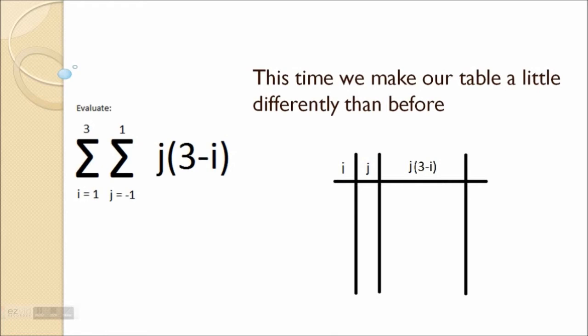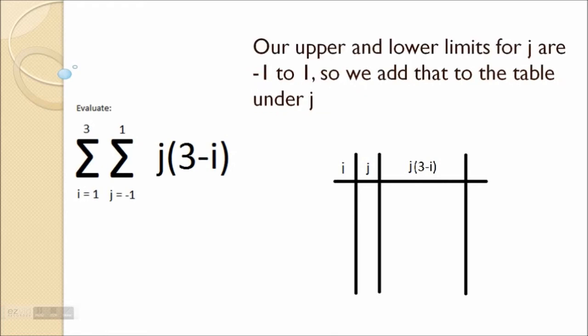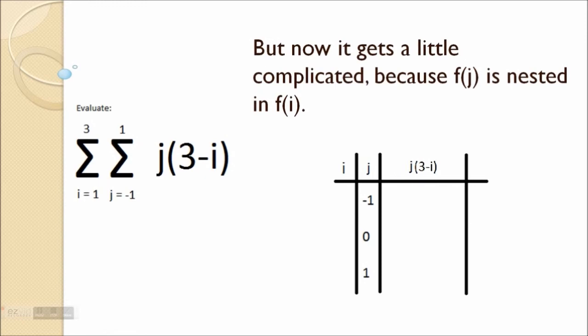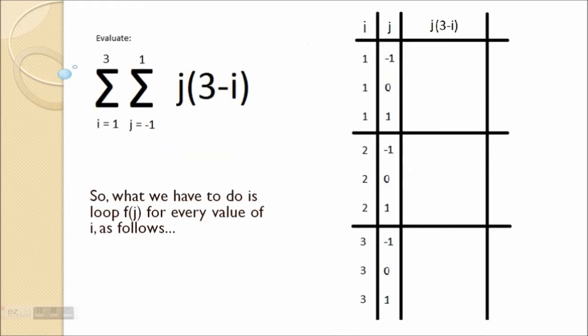this time we make our table a little differently than before. Our upper limit and lower limit for j are -1 to 1, so we add that to the table under j. But now it gets a little complicated, because f of j is nested in f of I. So what we have to do is loop f of j for every value of I as follows.